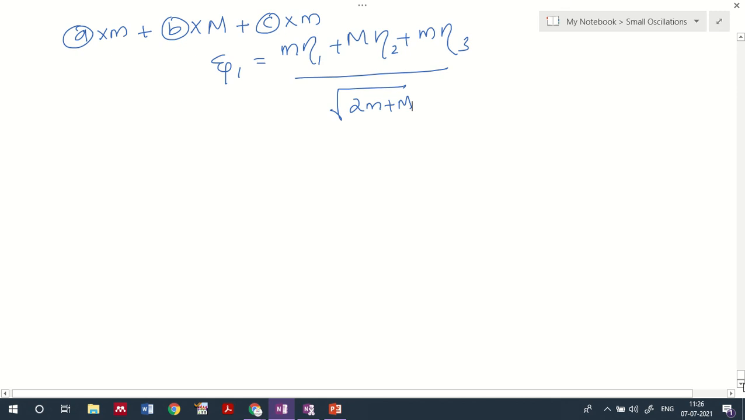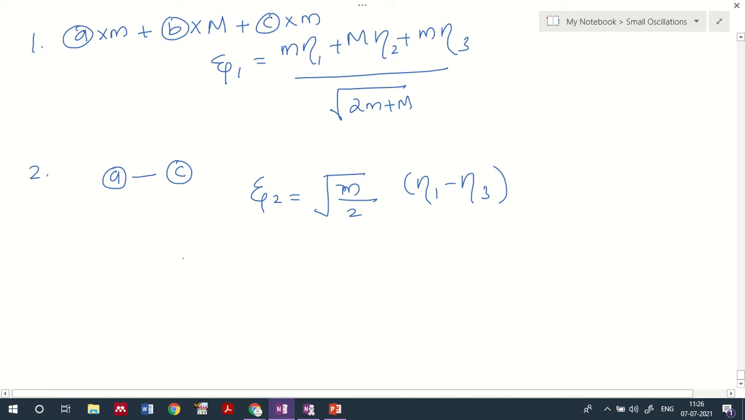Next, I'll take the equation A minus C. Then I'll be getting the relation as zeta 2 equal to root m by 2 small m, into eta 1 minus eta 3, as the corresponding representation for that. So in the first case I get eta 1, and in the second case I get zeta 2.